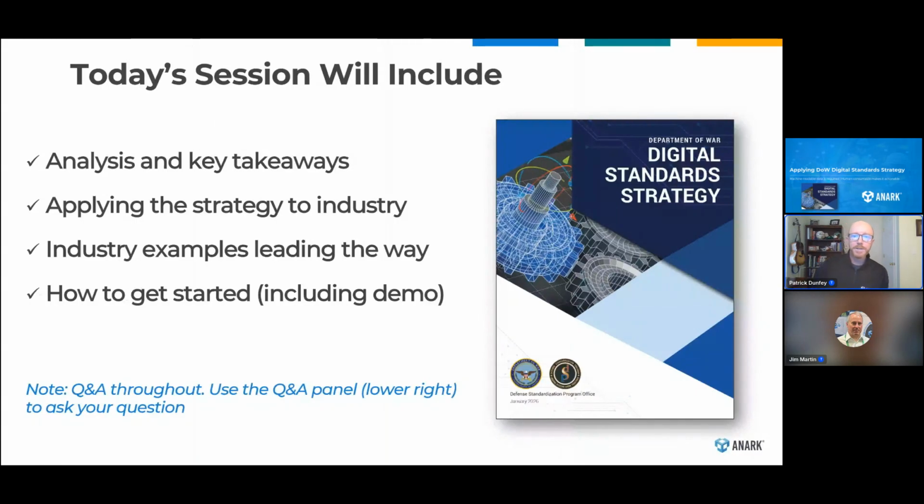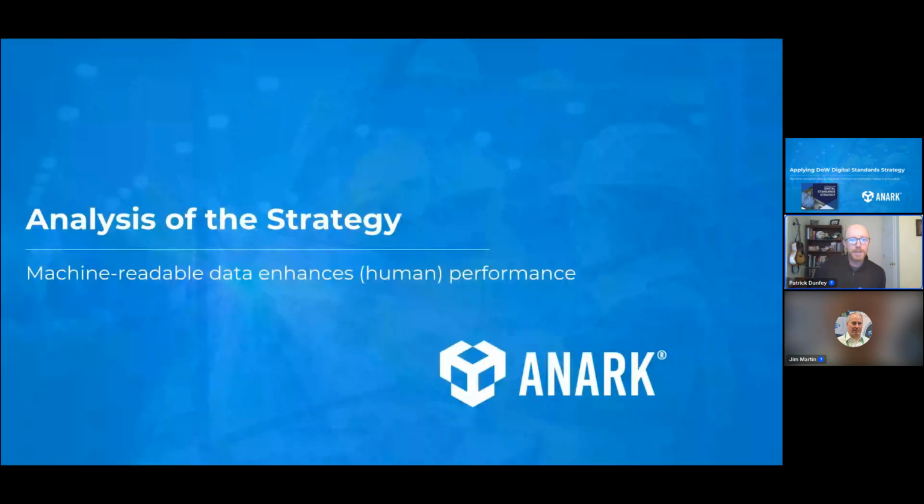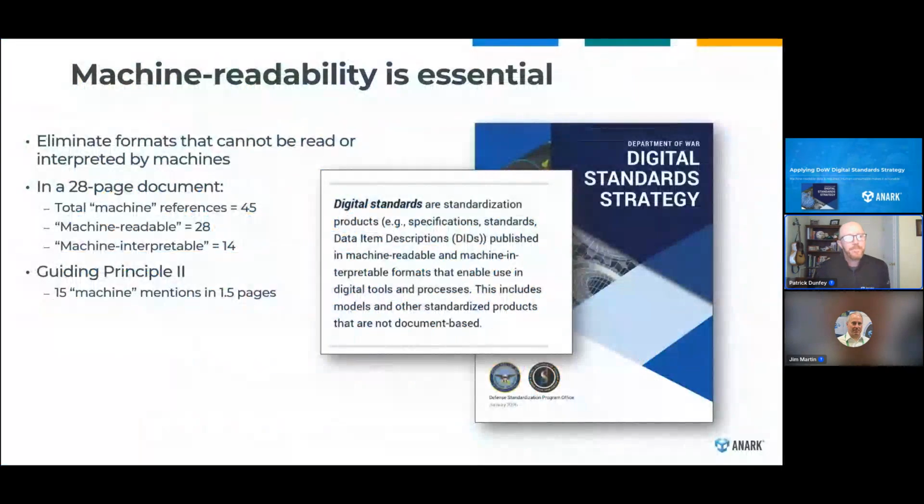All right, so let's start with the analysis. Really, the key takeaway here is there's two phrases that come up over and over again in this document, one more than the other. One is machine readable or machine translatable or interpretable, and the other is human readable. So let's see how that breaks down.